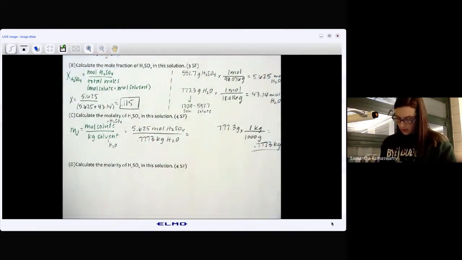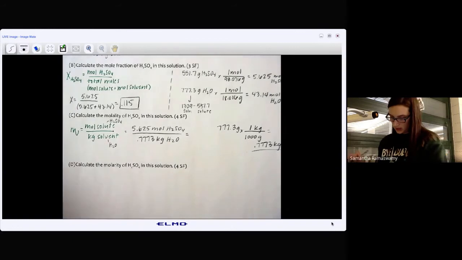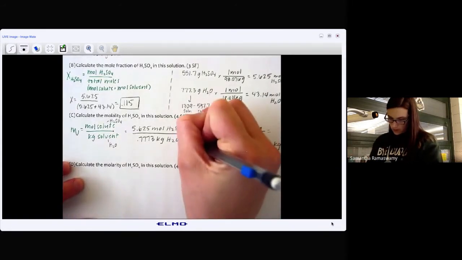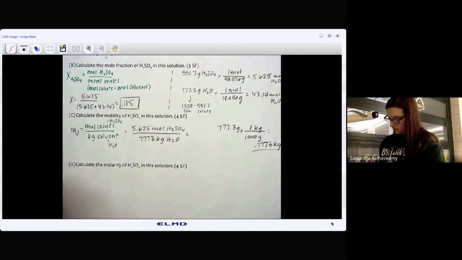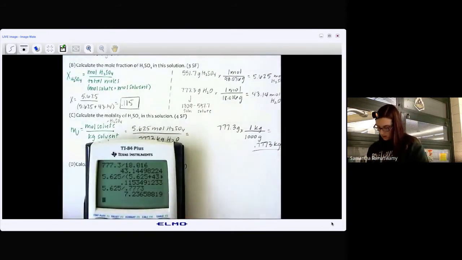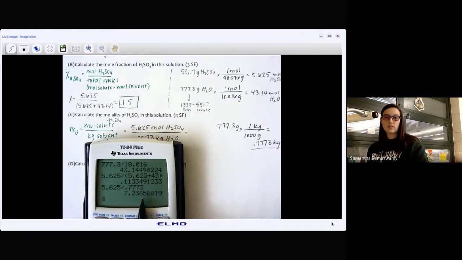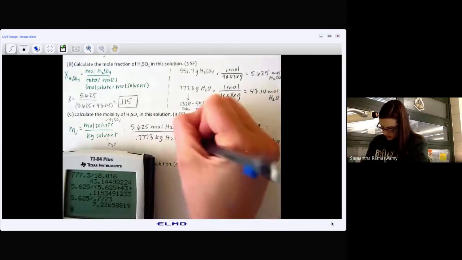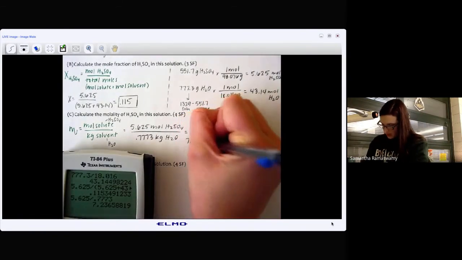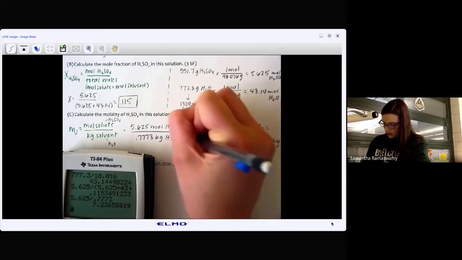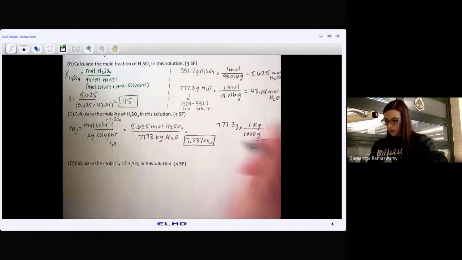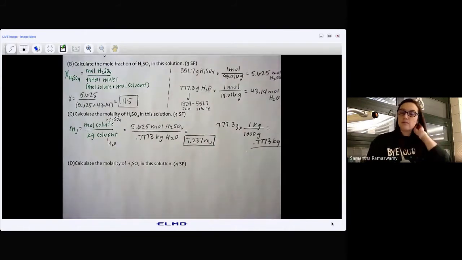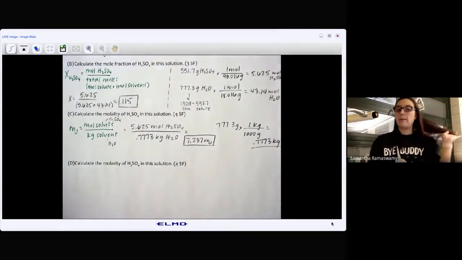5.625 divided by 0.7773, 4 significant figures. 1, 2, 3, 4. I'm going to round to where this 6 is. Your answer is not 7.236. That 6 should round up. 7.237. And your units are either this lowercase m for molal or moles per kilogram.